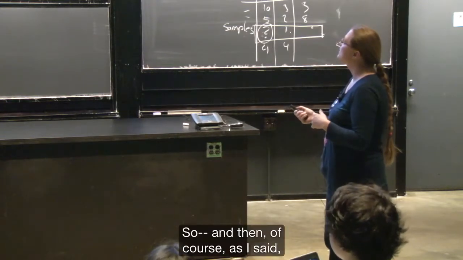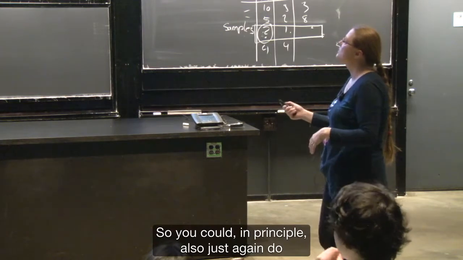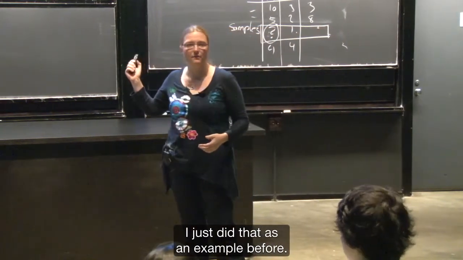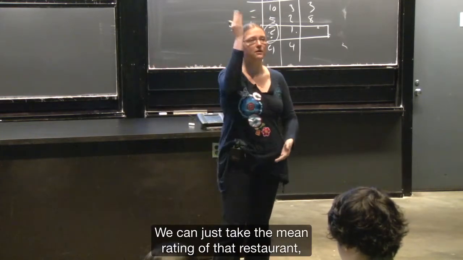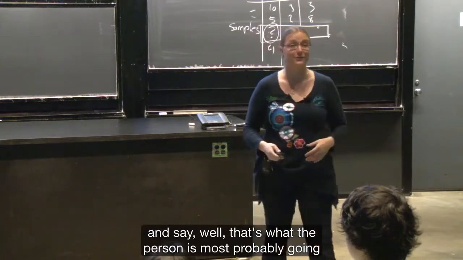So, and then, of course, I said this is a missing data problem. So you could, in principle, also just, again, do the mean rating of an item. I just did that as an example before. Right? You can just take the mean rating of that restaurant and say, well, that's what the person is most probably going to like.